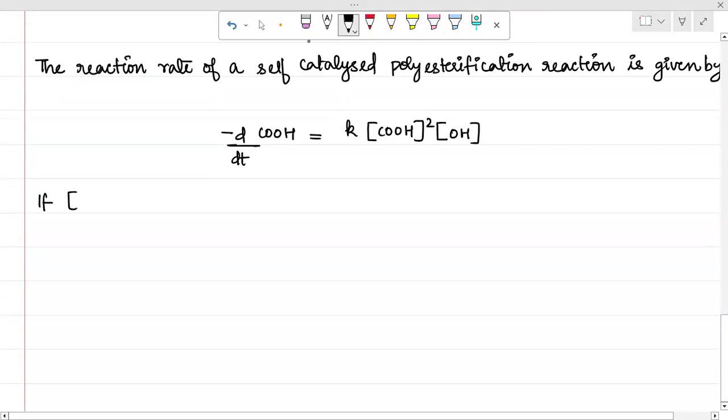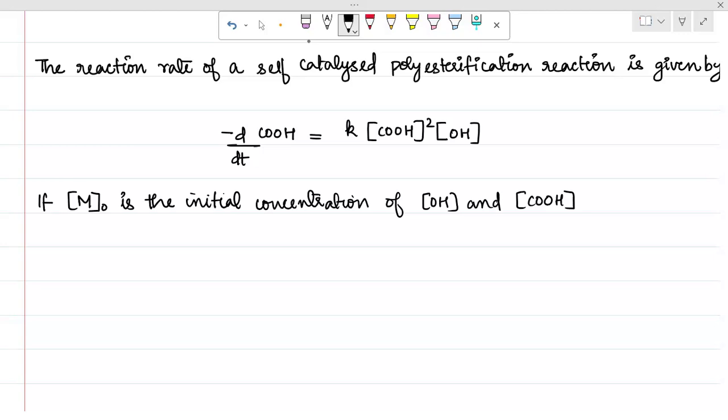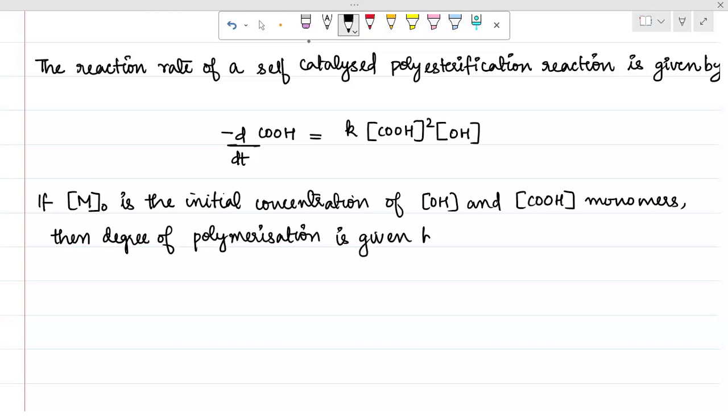If M naught is the initial concentration of OH and COOH monomers, then degree of polymerization is given by... So please try it out by the time I write down the options. This was asked in 2019. Try it out.